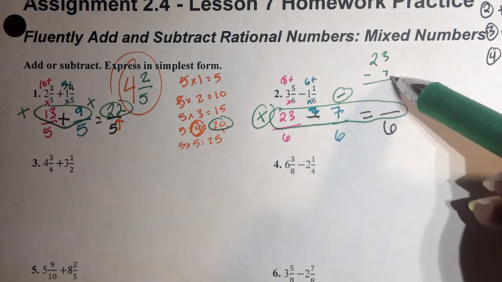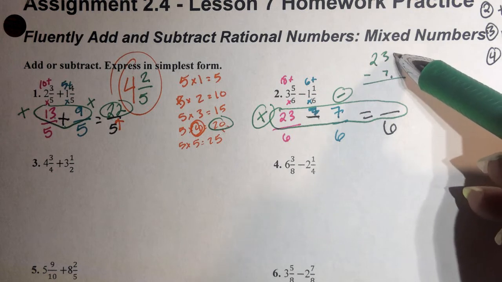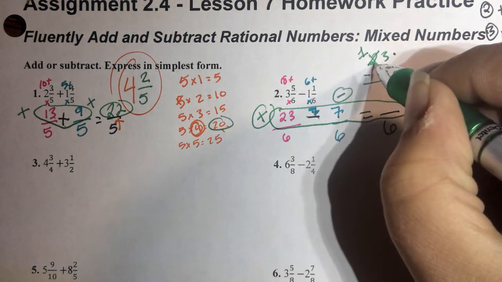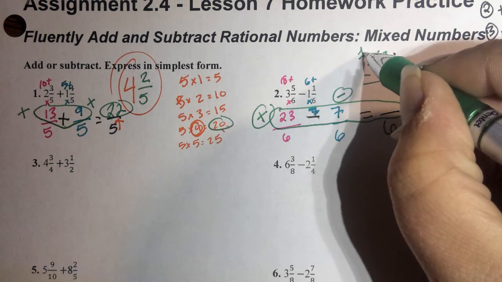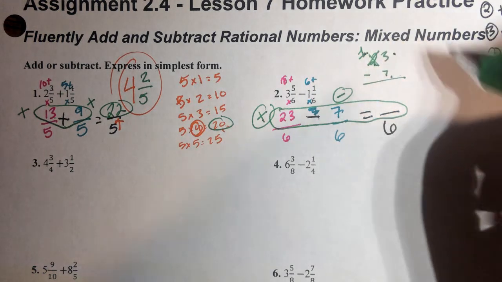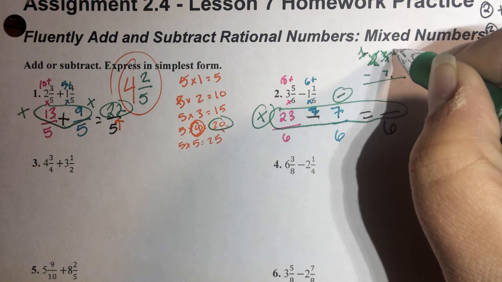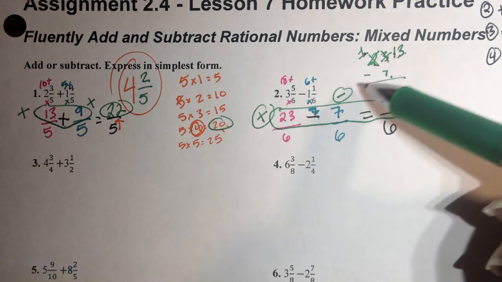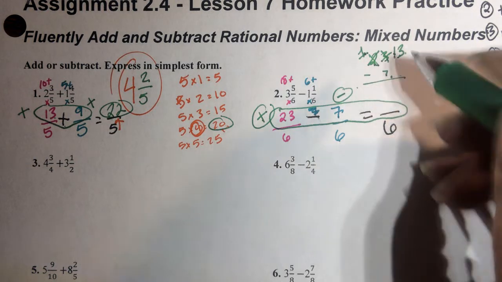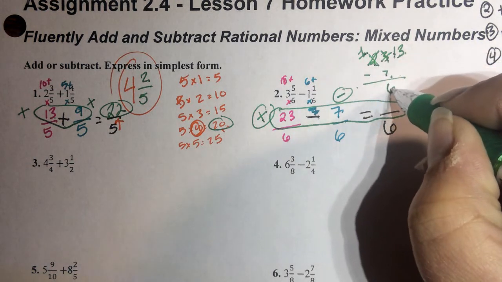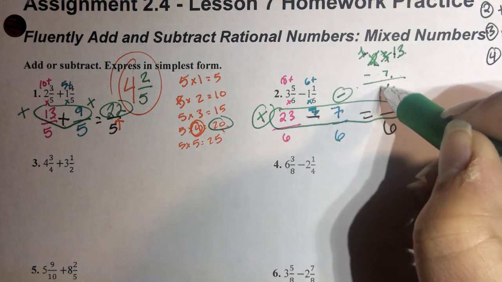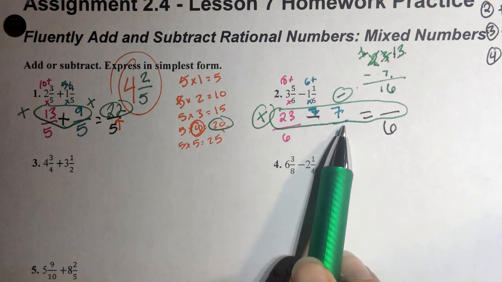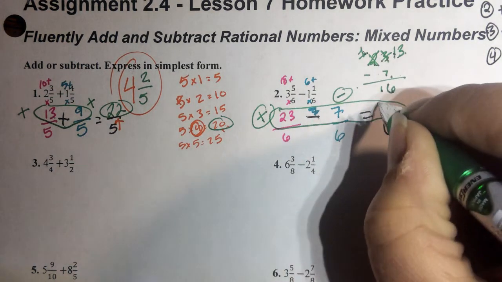You can't take 7 from 3, so you're going to borrow 10 ones from the 10 spot, making 2 into 1. Now I have 10 ones that I can put in the ones place, so 3 becomes 13. And then 13 minus 7 is 6. Okay? And then 1 minus nothing is 1. So 23/6 minus 7/6 is 16/6.